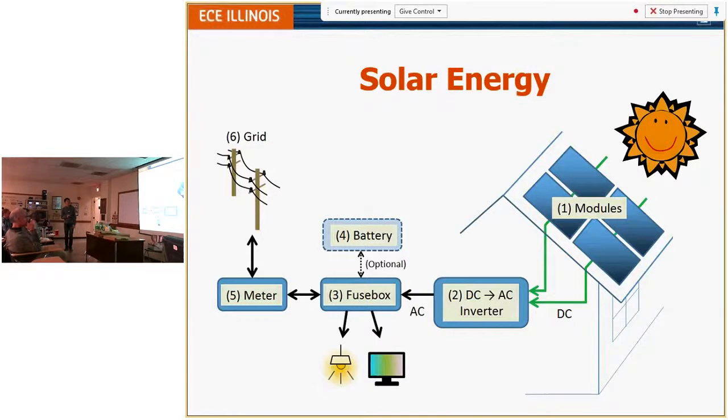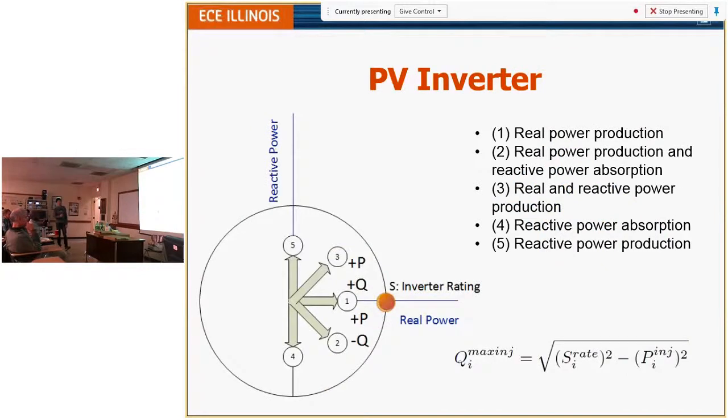Okay, so I just want to show you a simple diagram of how the power flows in solar energy. Eventually the sun shines on the module, then the inverter goes from DC to AC, then feeds your house, and if you have an extra amount of energy, it goes through the smart meter and then to the grid. My research is actually focused on the smart meter here and the inverter over there. So let's talk about the PV inverter.